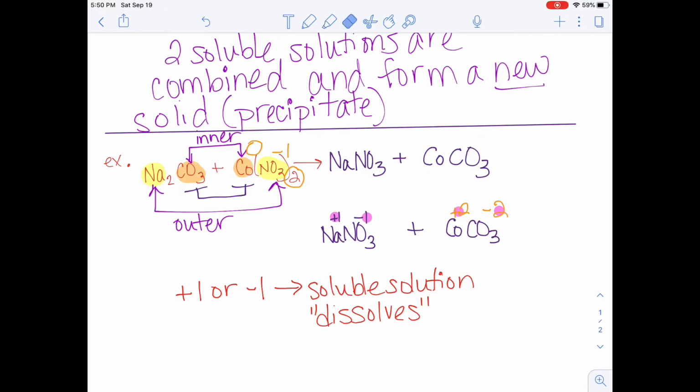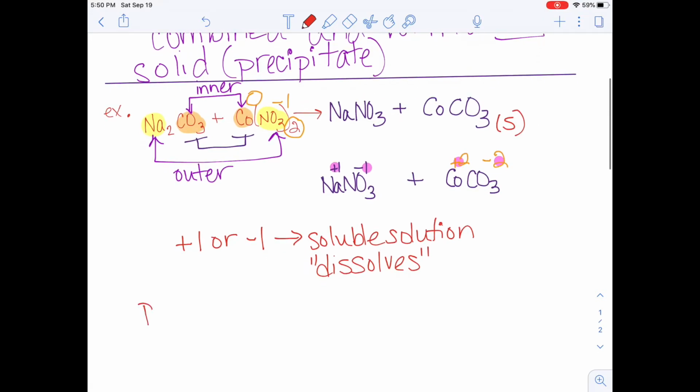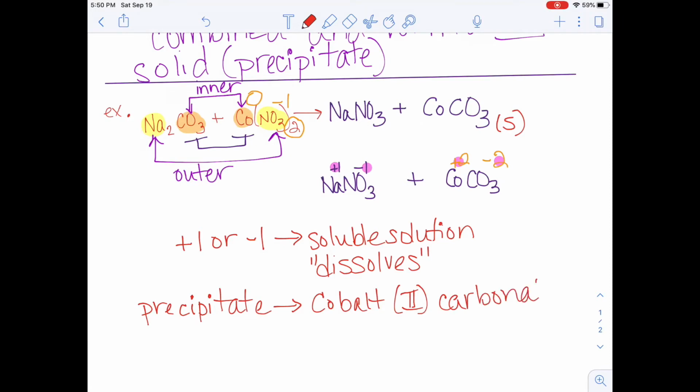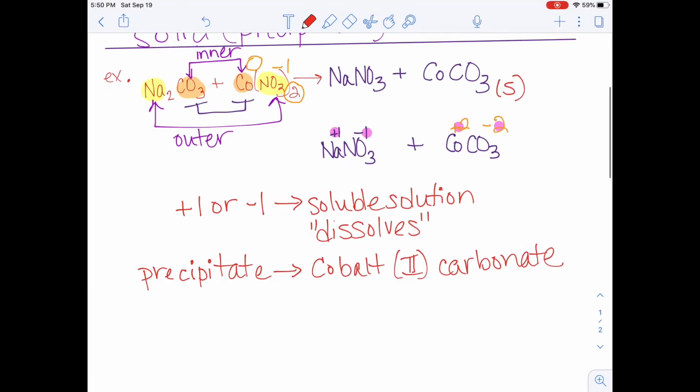Okay, and the way that we show that is when you write your reaction, you put an (s) for solid after it. So the precipitate that was formed, the pink precipitate, was cobalt(II) carbonate, CoCO3.